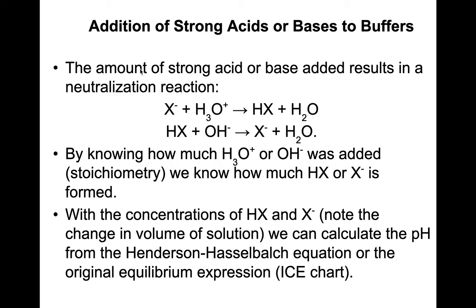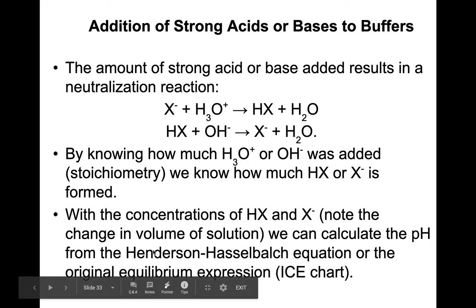When a strong acid or base is added, the result is a neutralization reaction in either case. And so by knowing how much acid or base was added based on the stoichiometry of our equation, we would know how much product was formed, and from that concentration we'd be able to calculate the pH either from our Henderson-Hasselbalch equation or from the original equilibrium expression using our ice table.